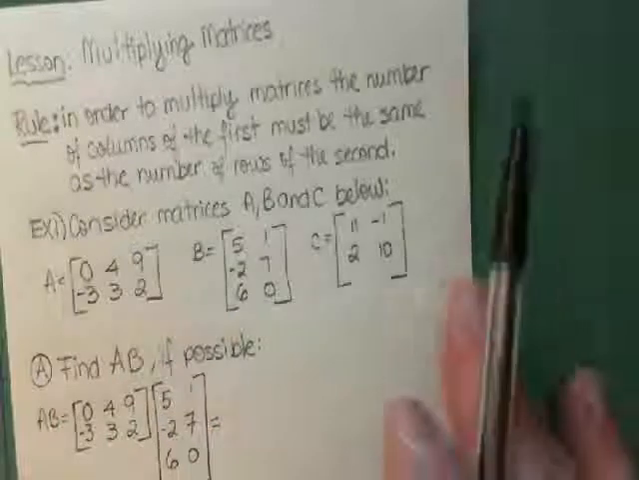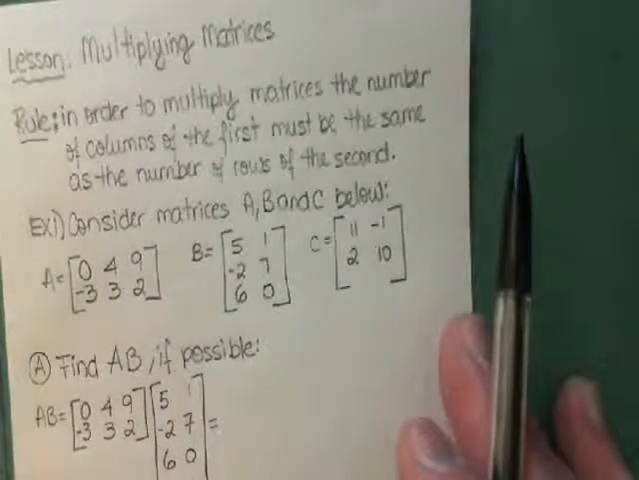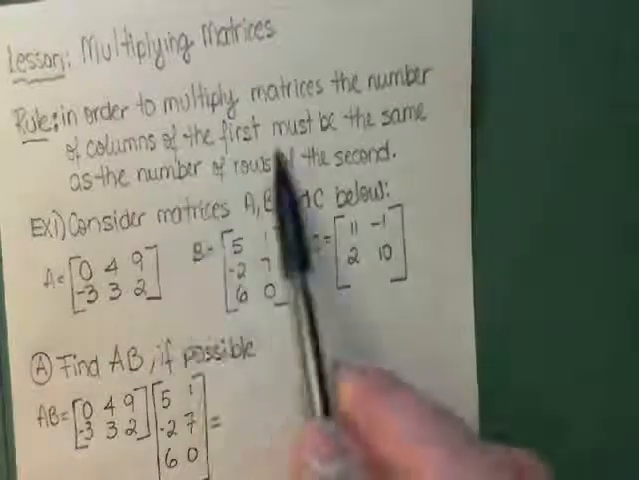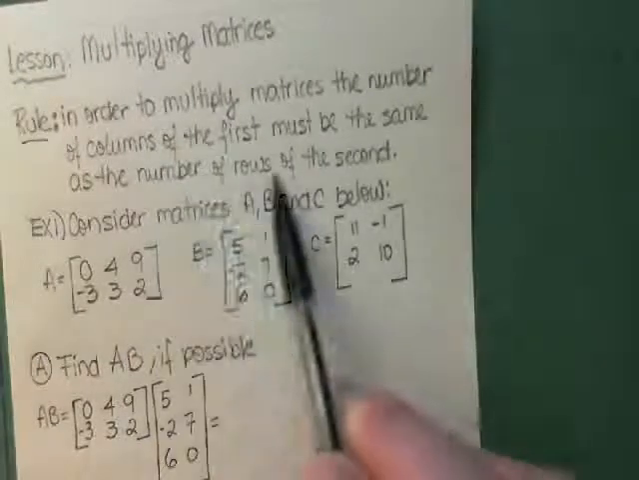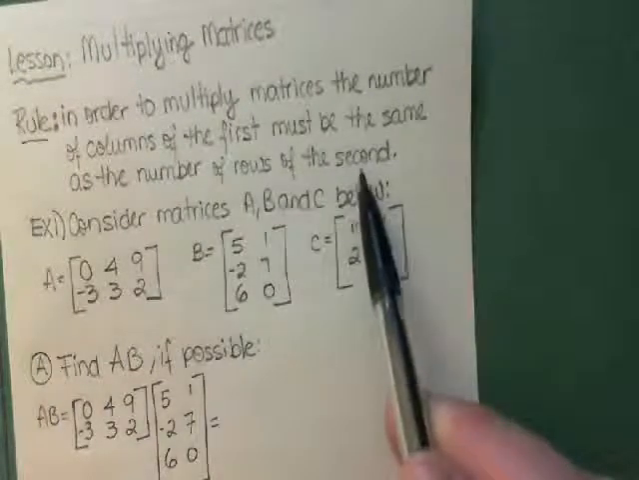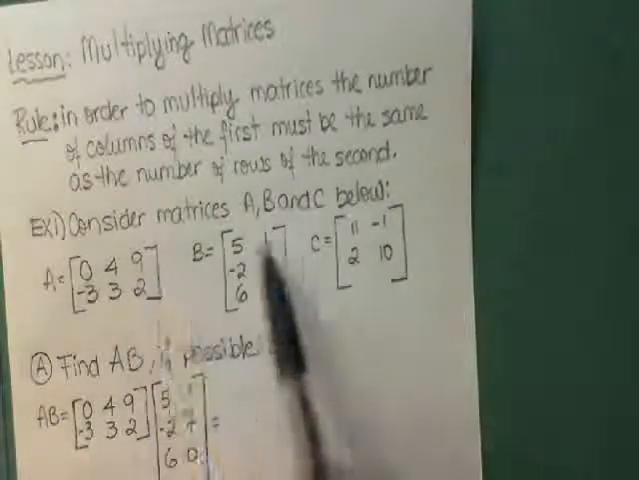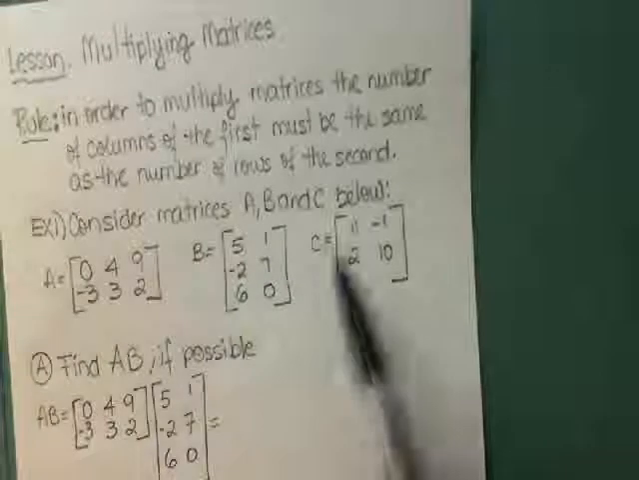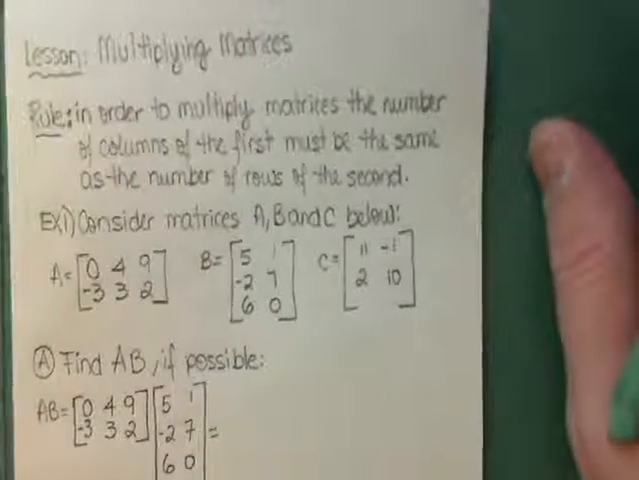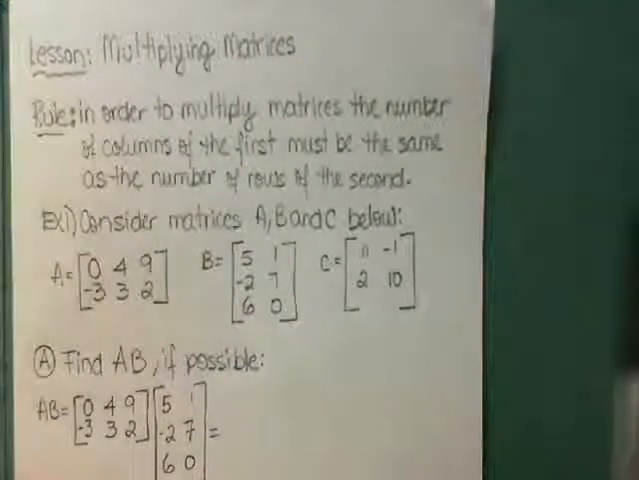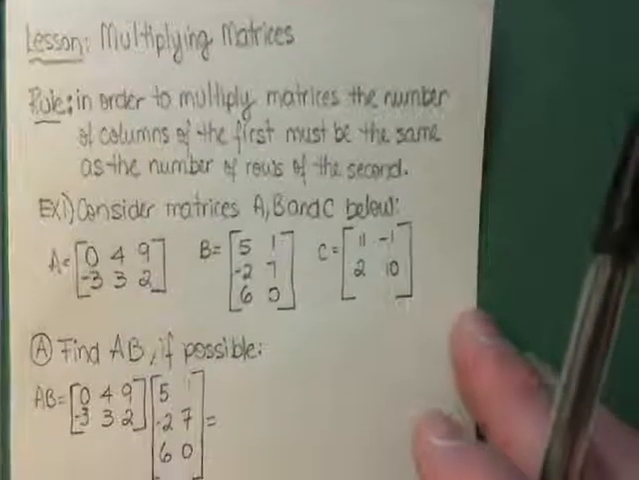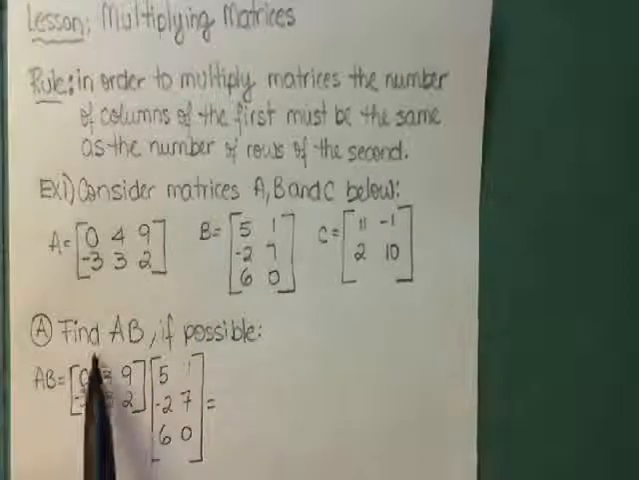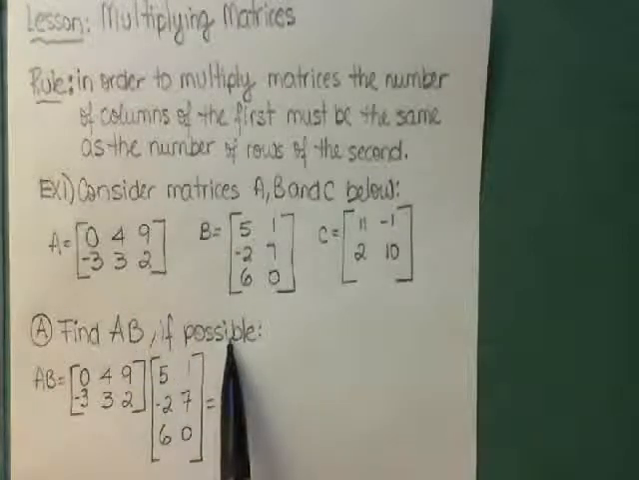Basically, the rule is, in order to multiply matrices, the number of columns of the first must be the same as the number of rows of the second matrix. So let's consider these matrices A, B, C. And remember, you can stop the video if you want to write it down and work the problems along, or you can just watch it. Alright, so let's suppose I have this problem here. Find AB if possible.